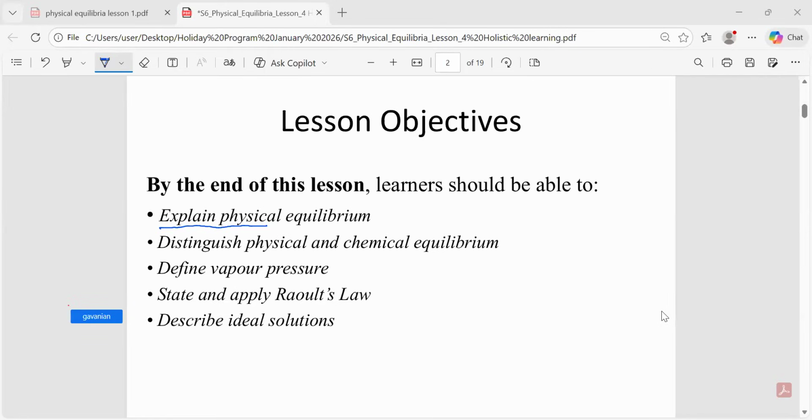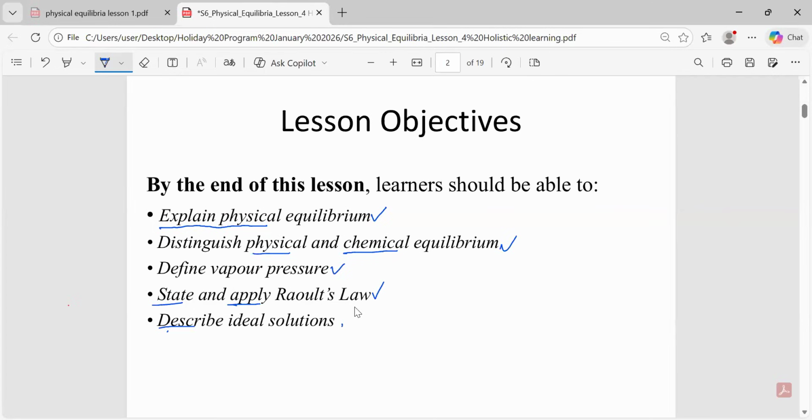So those are the lesson objectives, or what we are expecting to have known by the end of this lesson. By the time we finish this lesson, we should be able to explain physical equilibrium, and know what physical equilibrium is. Then we distinguish between the physical and the chemical equilibria. Then we also define what vapor pressure is. Then we should be able to state and apply Raoult's law. And finally, we should be able to describe ideal solutions.